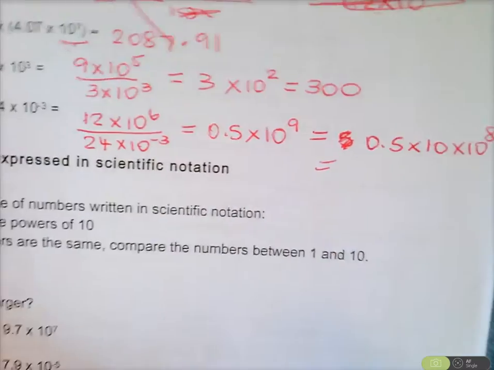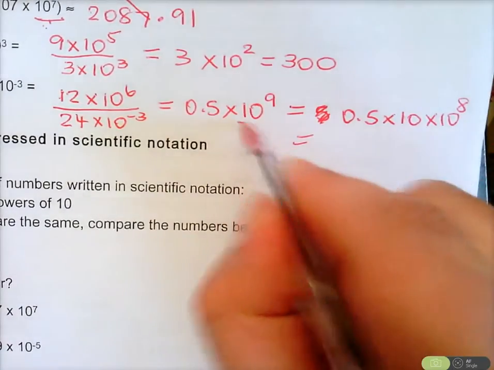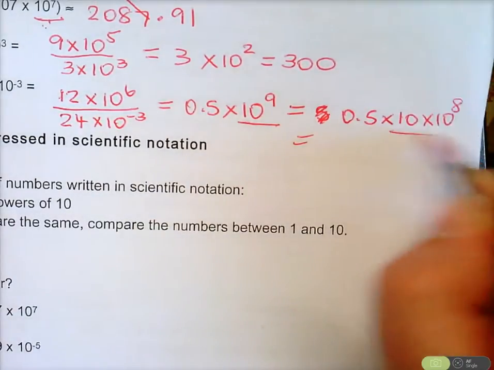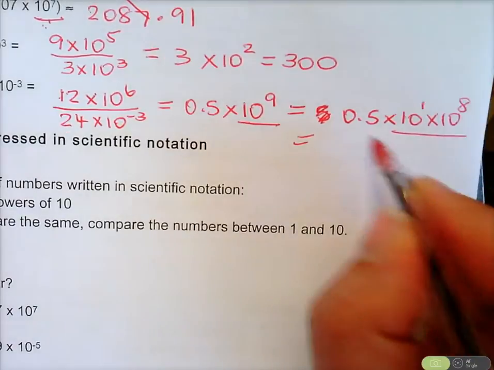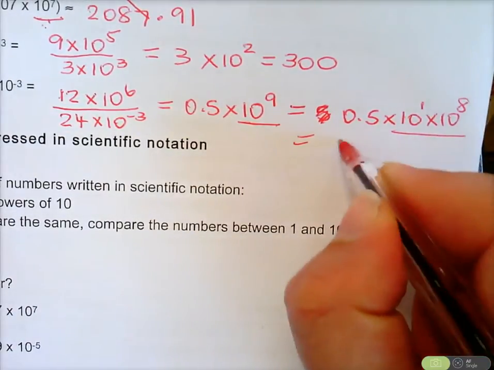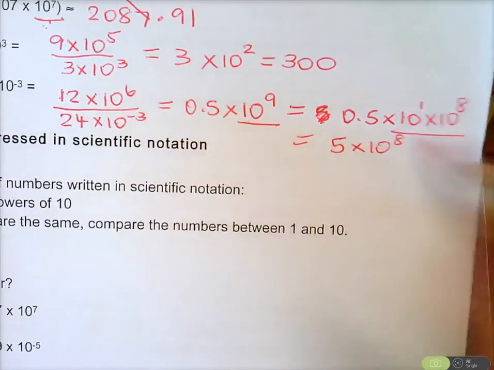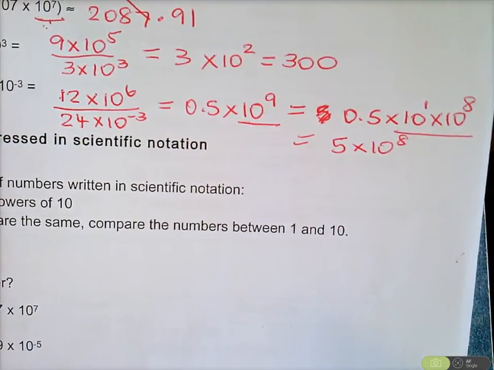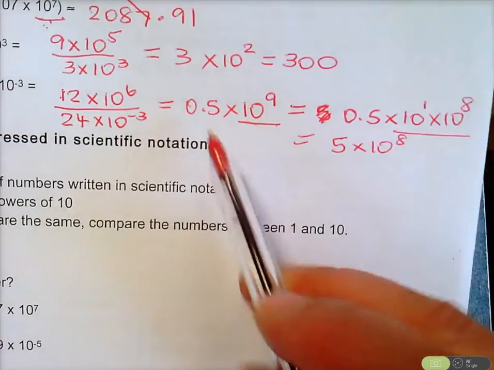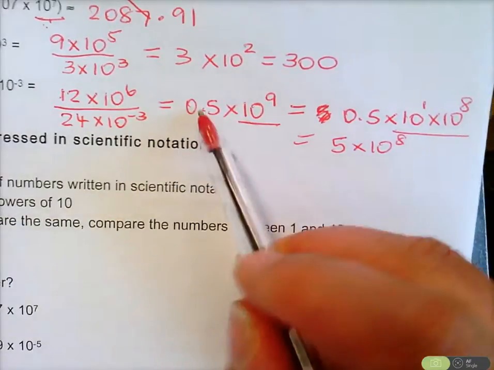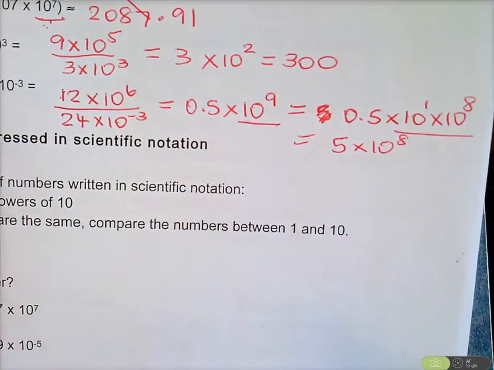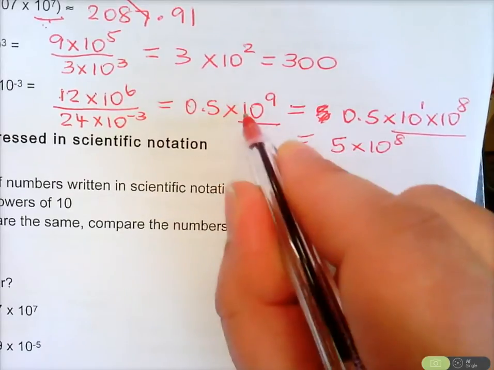Do you think what I've written is right? Do you see what I've just done? See this 10 to the power of 9? I've broken it up into 10 to the power of 1 and 10 to the power of 8. Why? Because 0.5 times 10 is 5, times 10 to the 8. See, I might ask you a question in the exam: 0.5 times 10 to the power of 9, is that scientific notation? No. I really wish this was the number 5. How do you make it into the number 5? By timesing it by 10. I just took a 10 from here.